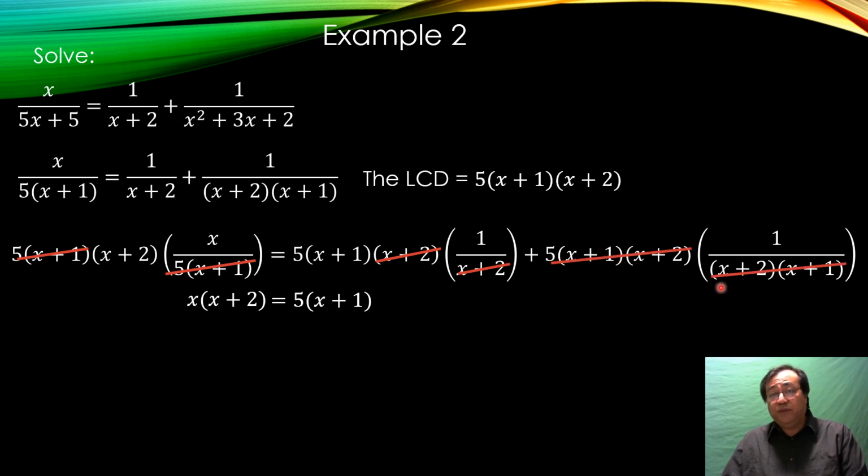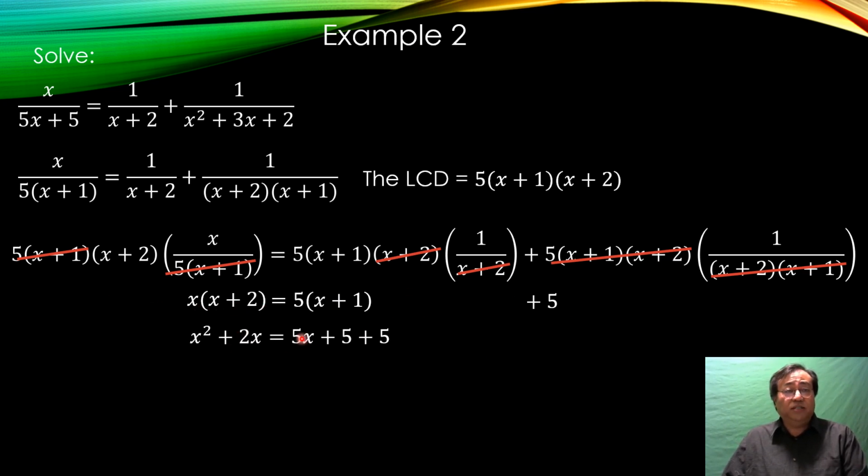And here, x plus 2 and x plus 1 get reduced. And by the way, order doesn't matter. So you're going to have plus 5 times 1. That's it. Now, simplify this. Distribute where you need to distribute. So x times x plus 2 is x squared plus 2x. Multiply the 5 over x plus 1, you get 5x plus 5. And you just have this 5 over here.